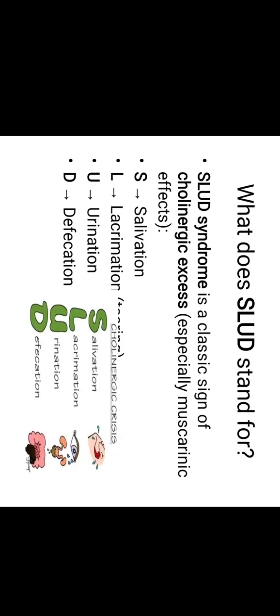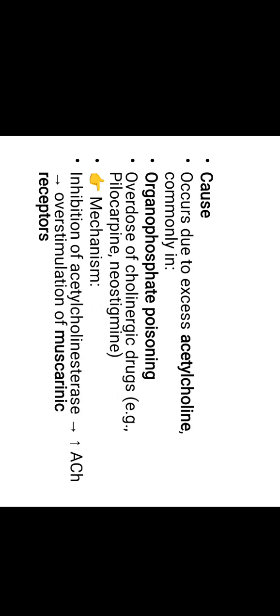Then what does SLUD stand for? S for salivation, L for lacrimation, U for urination, and D for defecation. It is mainly due to excess acetylcholine action. And the causes are excess acetylcholine, commonly seen in organophosphate poisoning and overdose of cholinergic drugs such as pilocarpine and neostigmine. And the mechanism is inhibition of acetylcholinesterase, which causes increased acetylcholine and overstimulation of muscarinic receptors.